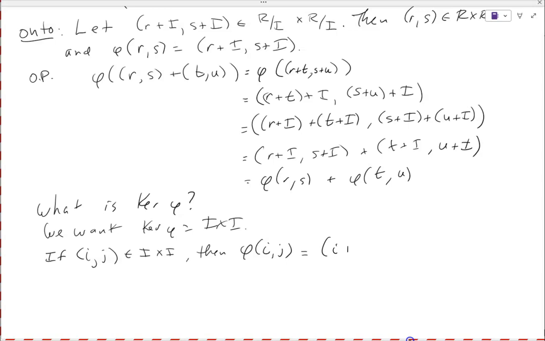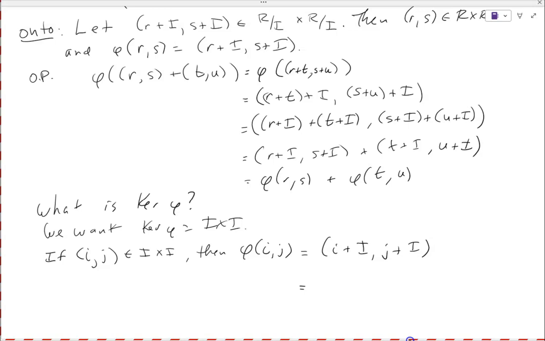Yep. i plus capital I, j plus capital I, right? I want this to be in the kernel. So what do I want those to be? 0, comma 0, or 0 plus I, comma 0 plus I, because that is 0, comma 0 in that other ring. Okay. How do I know that this is 0 plus I, comma 0 plus I? Where do i and j live? In the ideal, right? i comma j lives in I cross I, so i is in I, so is j, right?